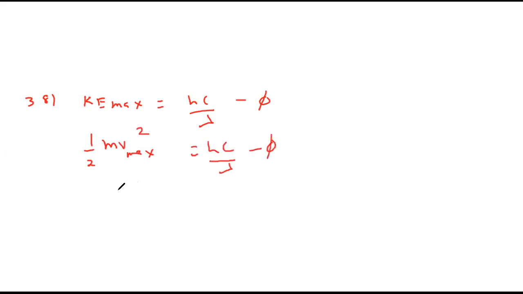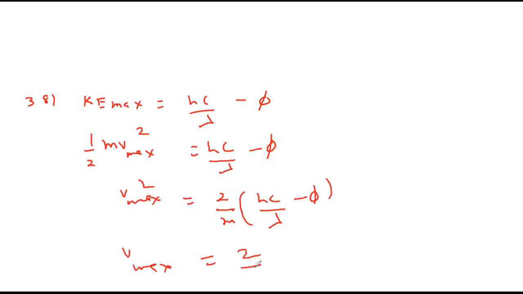The maximum velocity of light of wavelength lambda incident on a surface of work function phi will be. So KE max is hc by lambda minus work function phi, half m v maximum square is hc by lambda minus phi. So v maximum square is 2 by m times hc by lambda minus phi. So v maximum is 2 by m into hc minus lambda phi upon lambda, whole raised to half.